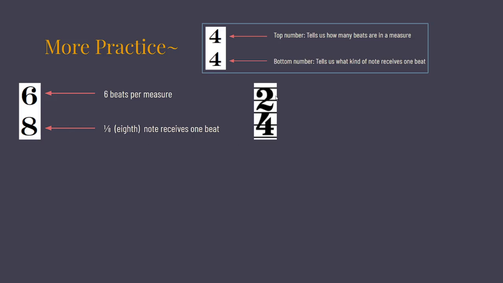Cool, and let's try another one. So here we see the top number is 2. Therefore, there are 2 beats in the measure, and the bottom number is 4, which means that the quarter note receives 1 beat.